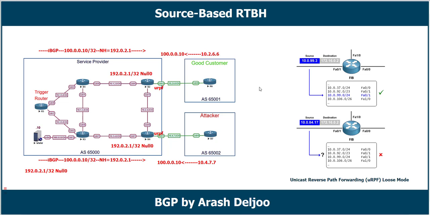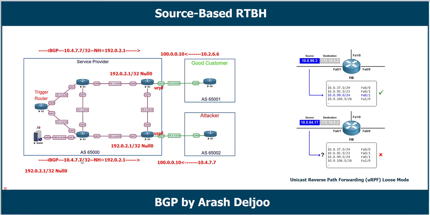Okay, we don't want to drop the traffic of good customers. We want to drop the traffic of only the attacker. Here, you send an iBGP update, and the NLRI of this iBGP update refers to 10.4.7.7/32, with the next hop, for example, 192.0.2.1. This is the black hole route.